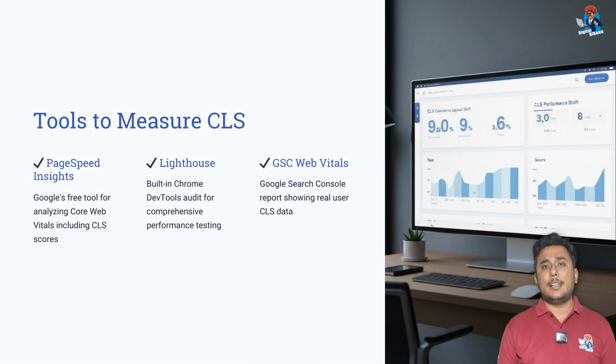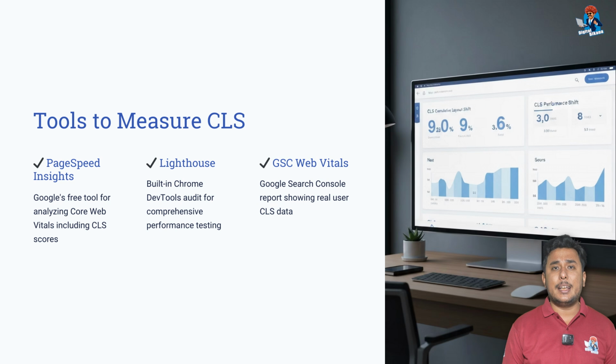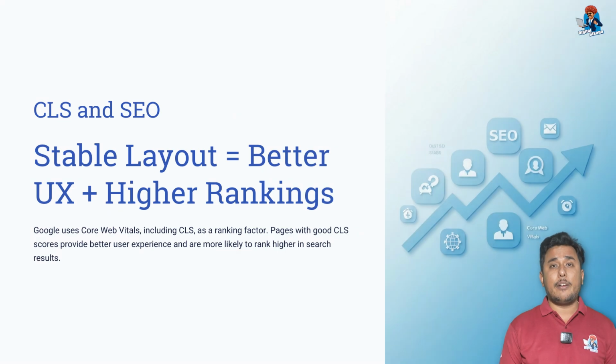You can measure CLS using Google PageSpeed Insights, Lighthouse, and the Search Console Core Web Vitals reports. CLS is part of Core Web Vitals, which are officially a Google ranking factor. A stable website layout not only helps users but also boosts SEO performance.